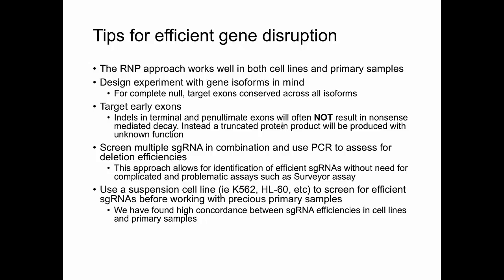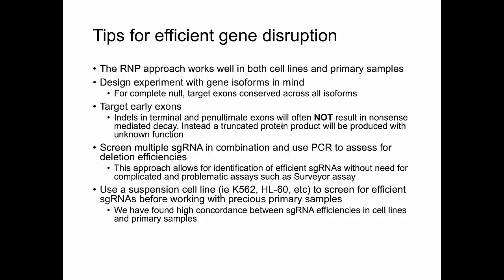When one's planning experiments to test for the effect of loss of function of a gene in a cell line or primary sample, I think it's really important to start out by targeting the appropriate exons. And the two important factors here come down to conservation across all isoforms. You have to make sure that you're not targeting an exon, even if it's an early exon, that's specific to an isoform that's not even expressed in your cell line.